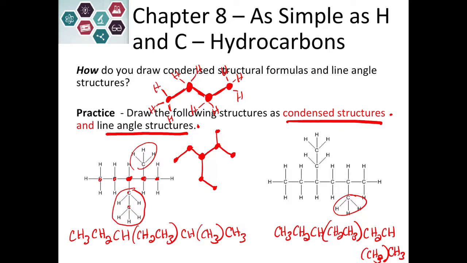For the next example, we have 1, 2, 3, 4, 5, 6. The third carbon over has 2 carbons. So 1, 2, 3, we're right here. We've got 1, 2. Notice the up and down doesn't matter. Then we've got 3, 4. So the second to last from the end has a single carbon.